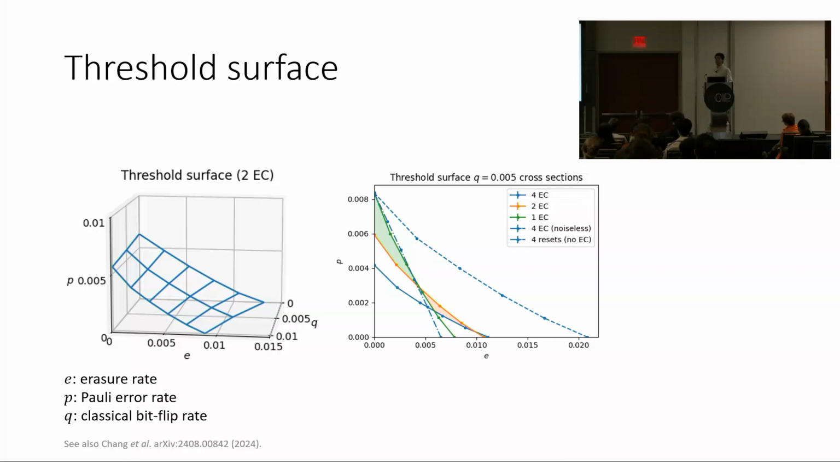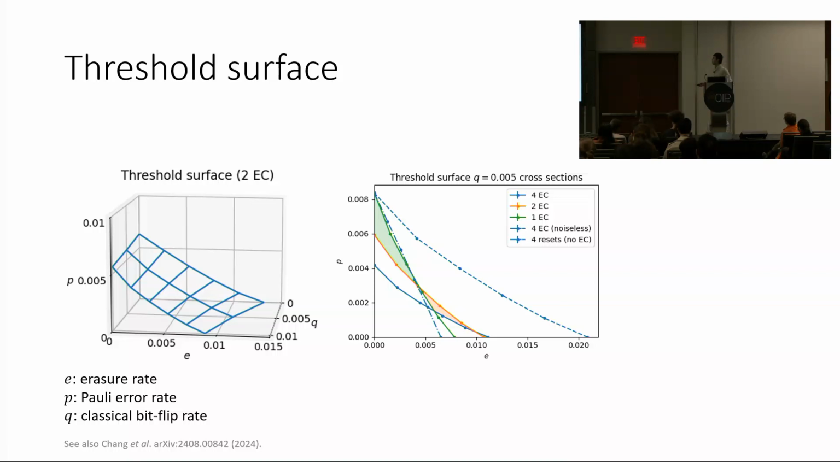So we did the simulations, and one thing that we can plot is the threshold surface. This is a surface in the phase space of E, P, and Q. As a reminder, E is the erasure rate, P is the Pauli error rate, and Q is the classical bit flip rate. We plot the surface, which is the maximum amount of error that we can tolerate. If you're beneath the surface, that means that we can arbitrarily suppress the errors by increasing the code length.